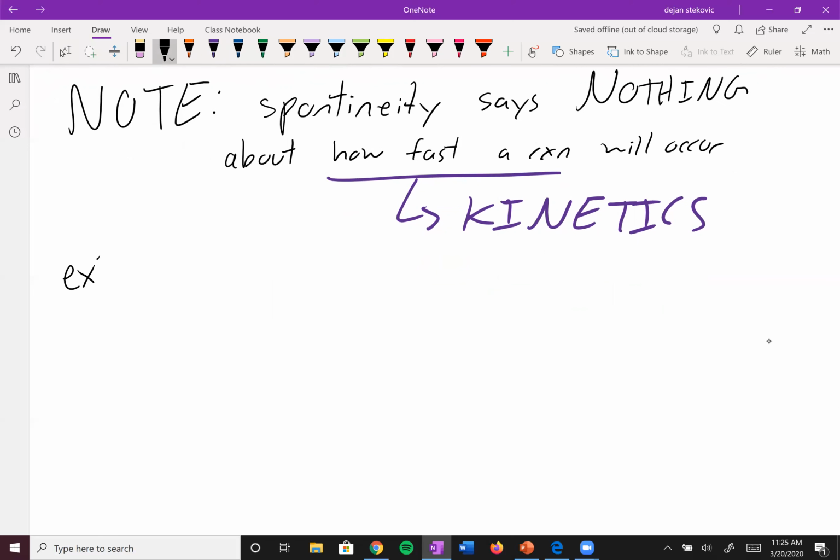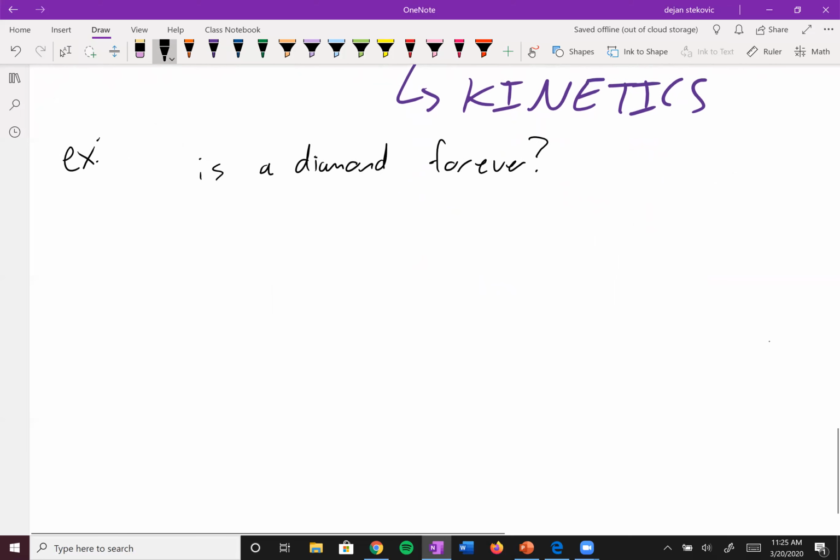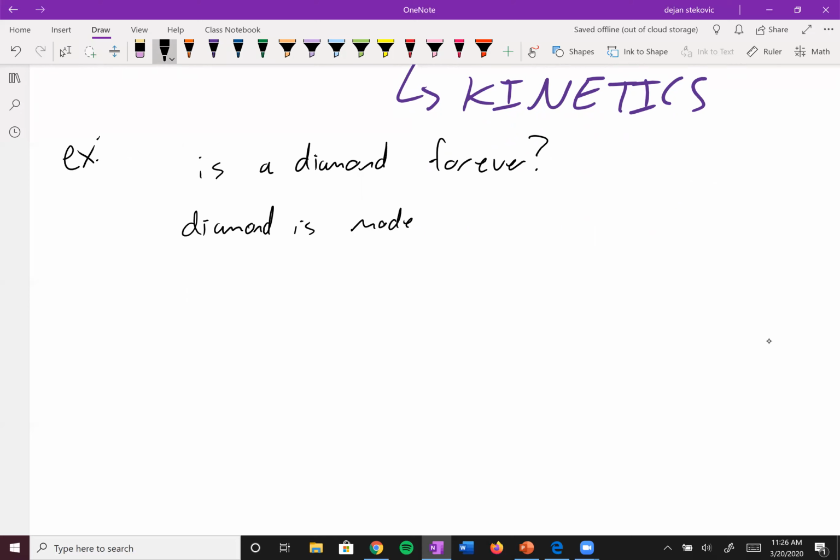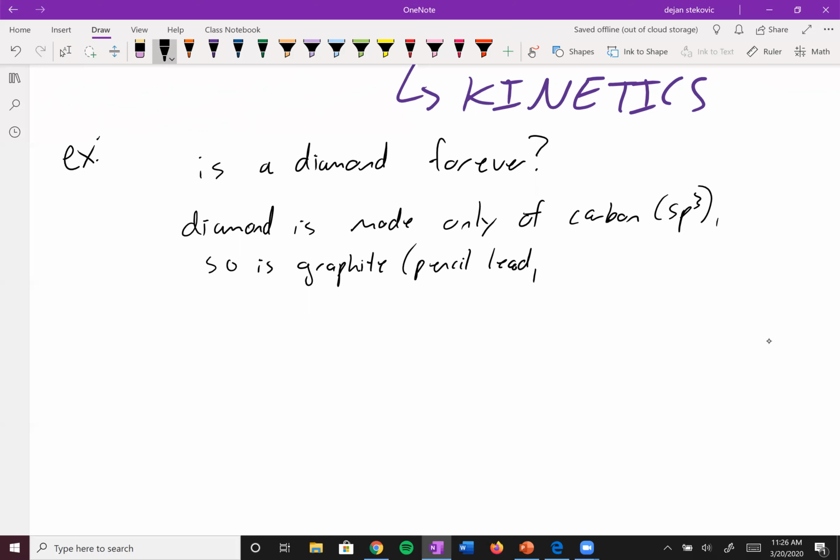So the example here we can use is a diamond forever, right? This is probably one of the most popular examples out there. So diamond is made only of carbon, but it's sp3 hybridized carbon. So think back to Chem 101 in terms of hybridization. And so coincidentally, so is graphite, which is pencil lead. Graphite is also just made out of carbon. The difference is graphite is made out of sp2 carbon.